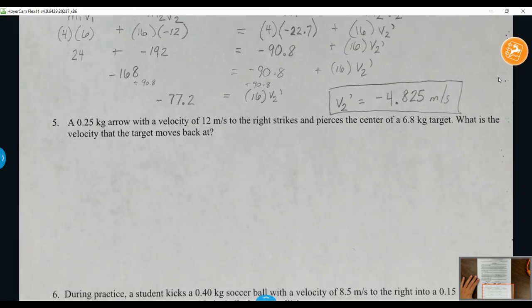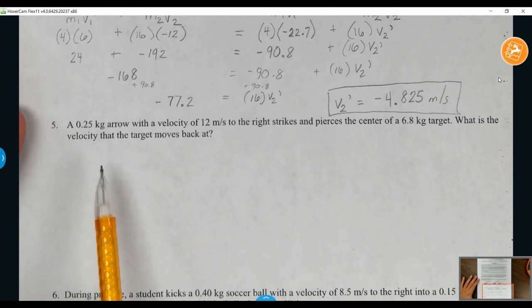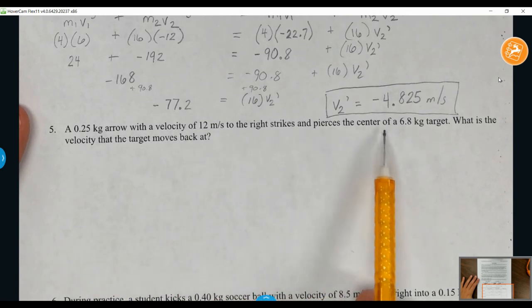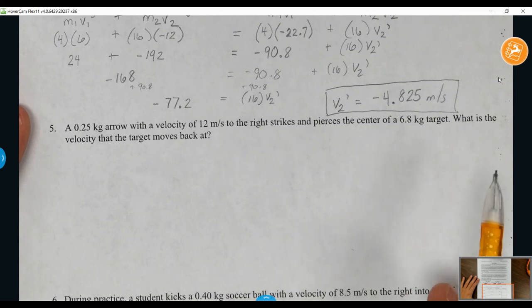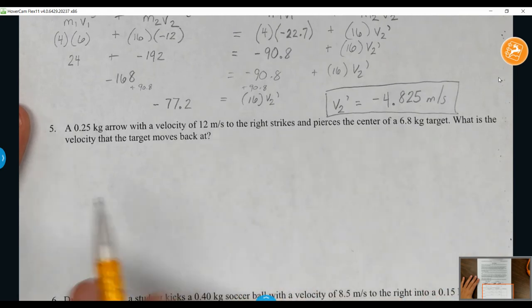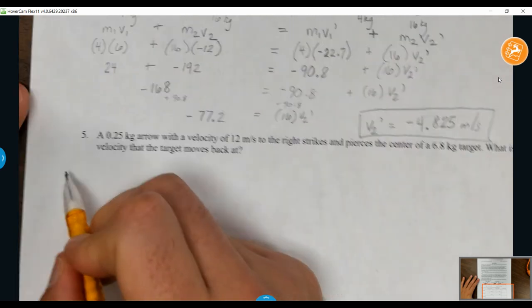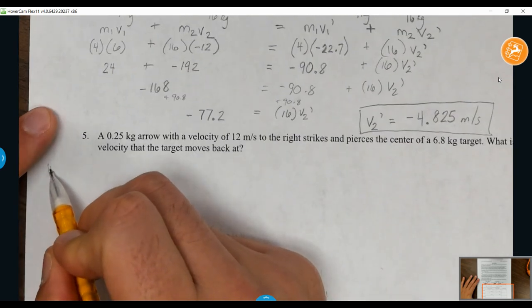Cool beans. The next one, you have an arrow, a 0.25 kilogram arrow with a velocity moving to the right. It strikes a target that's not moving. Now, the target and the arrow move backwards together. So that would be an inelastic collision.